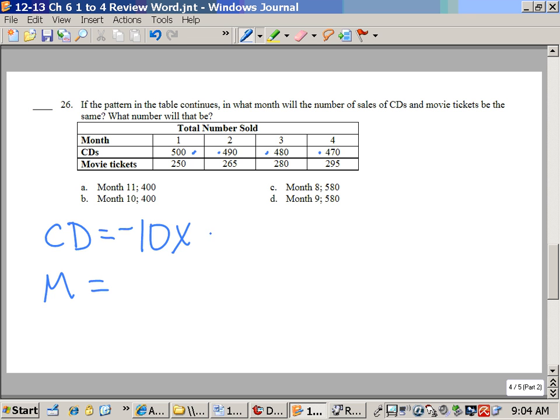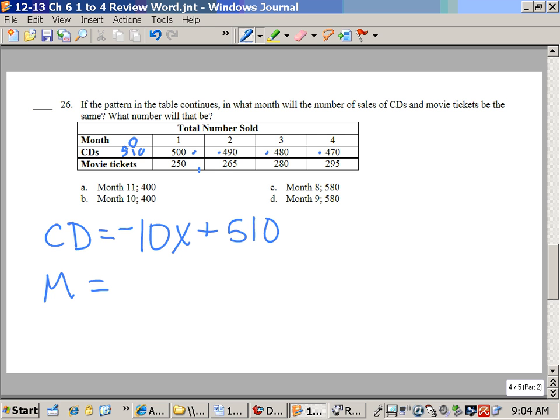Okay, what's the y-intercept? What did it start at? Now, time out. After the first month, it was 500. What was it at 0 month? 510. Do you see that? That's huge that you don't think that 500 is the y-intercept because that's after a month. So it's plus 510. All right, what is the movie ticket?